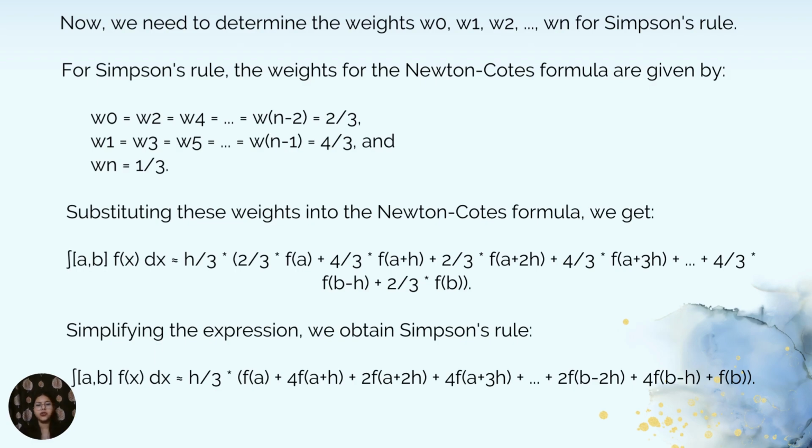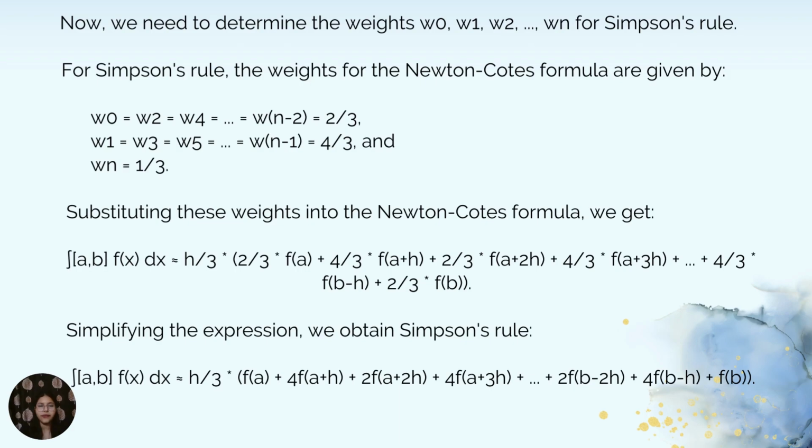Substituting these weights into the Newton-Cotes formula, we get the integration in the range a to b of function f of x dx is equal to h by 3 star 2 by 3 star f of a plus 4 by 3 star f of a plus h plus 2 by 3 star f of a plus 2h plus 4 by 3 star f of a plus 3h till the 4 by 3 star f of b minus h plus 2 by 3 star f of b.